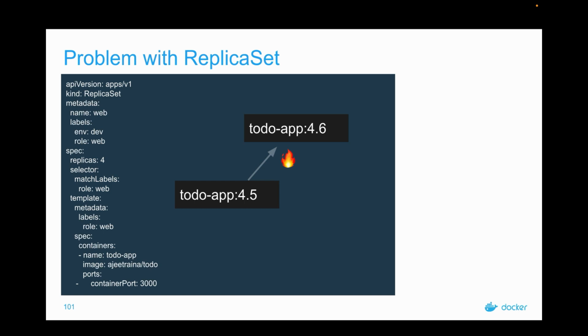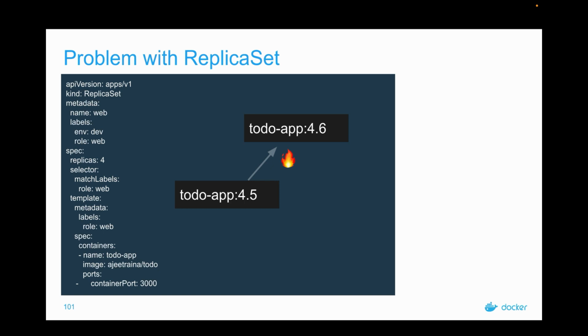Now look at this manifest file where we have a ReplicaSet as a Kubernetes object. We have a container by the name Ajeet Raina/to-do as a Docker image. Now think of it like this: if I have a to-do application of version 4.5 and I want to go ahead and update it to 4.6, what will happen? If you are not using deployment, then most probably you are deleting the ReplicaSet and recreating it. Now when you restart these pods, it causes a downtime till the images are available and pods are running.